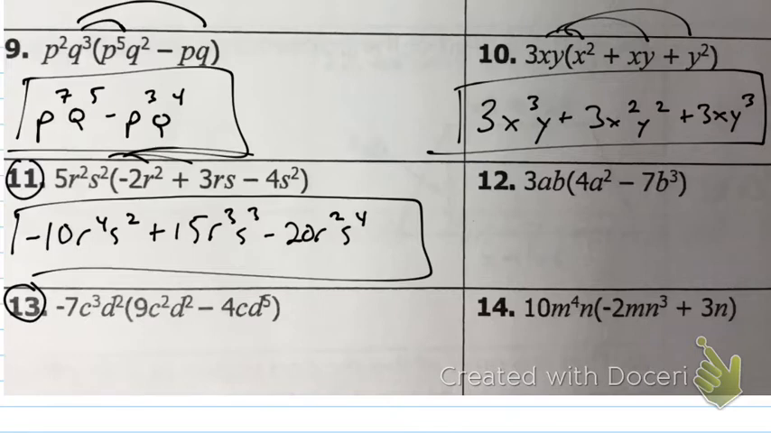Bueno. Let's look at number 13. Ooh, I got this monomial times this binomial. No more trinomial right up in here. All right, let's do it. Negative 63, c to the 5th, d to the 4th, plus 28, c to the 4th, d to the 7th.